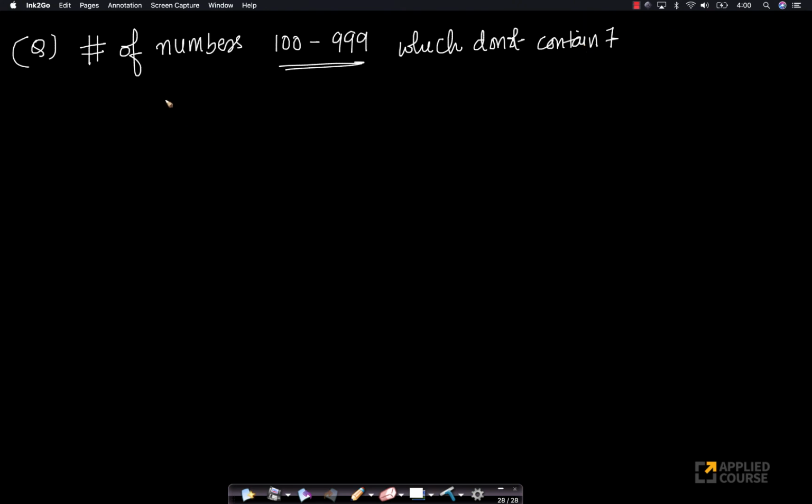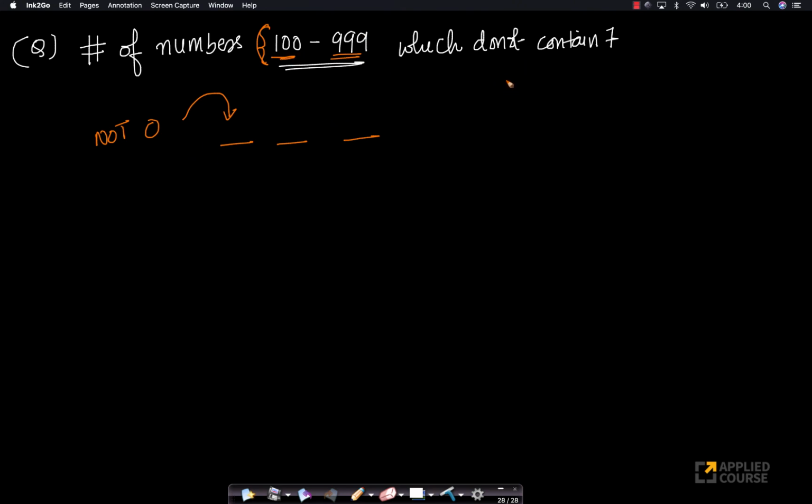How do you solve a problem like this? Again, look at this. We have 3 digits. Remember that the first digit cannot be 0, because if the first digit is 0, it becomes a 2-digit number. We want a number between 100 and 999, which means we want only 3-digit numbers which do not contain 7.